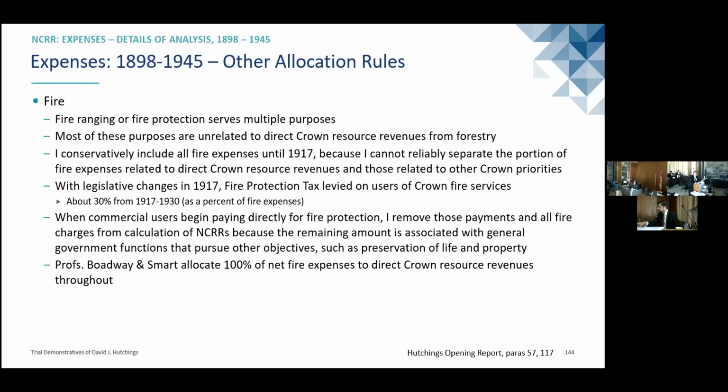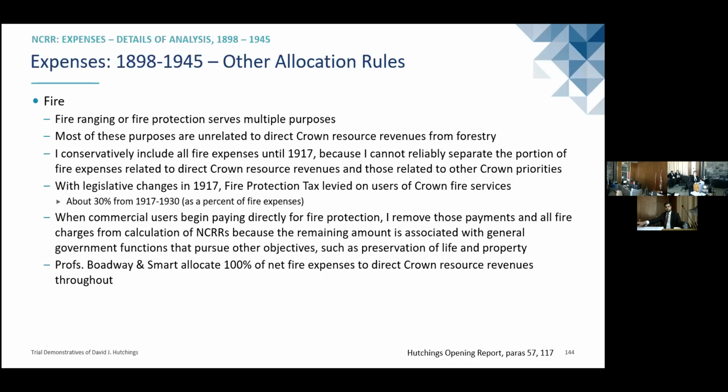So I think we should be clear about this, and I'm not sure we are. The 30% is 30% of the fire expenses incurred. Yes, the fire-specific Crown revenues are 30% of the fire-specific Crown expenses. So if the Crown spent $100 fighting fires, it collected $30 through the fire protection tax.